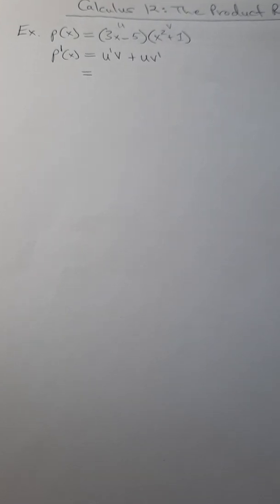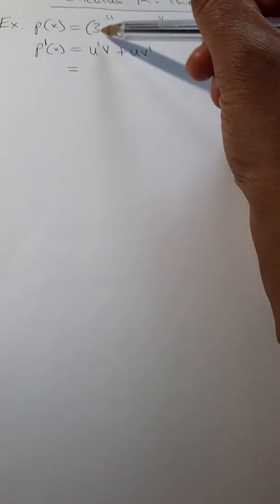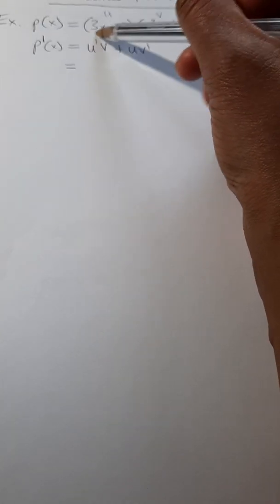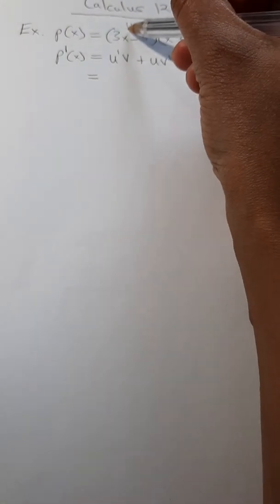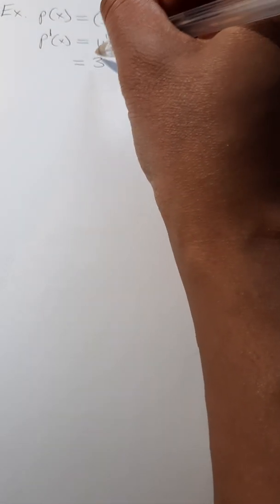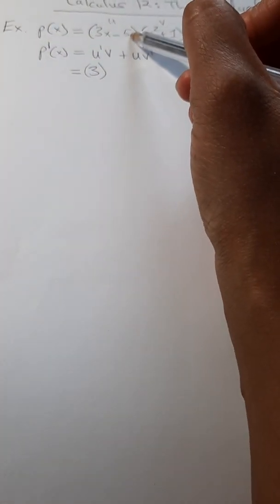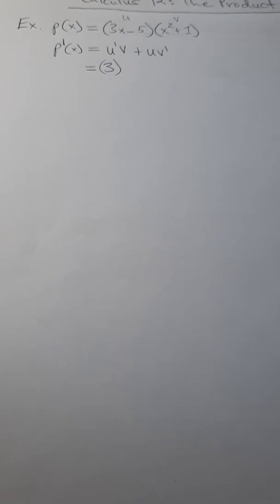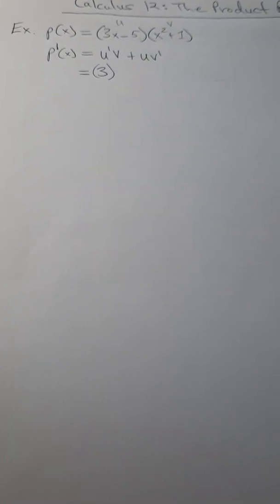Okay, so let's go through this in a little bit of detail, really slowly. First, U prime: you're going to take the derivative of the 3x minus 5. Remember, on top of this x is a 1, so you're going to do 3 times 1, which is 3. And the minus 5 doesn't have an x, so it's going to be 0. So the derivative of 3x minus 5 is just equal to 3.